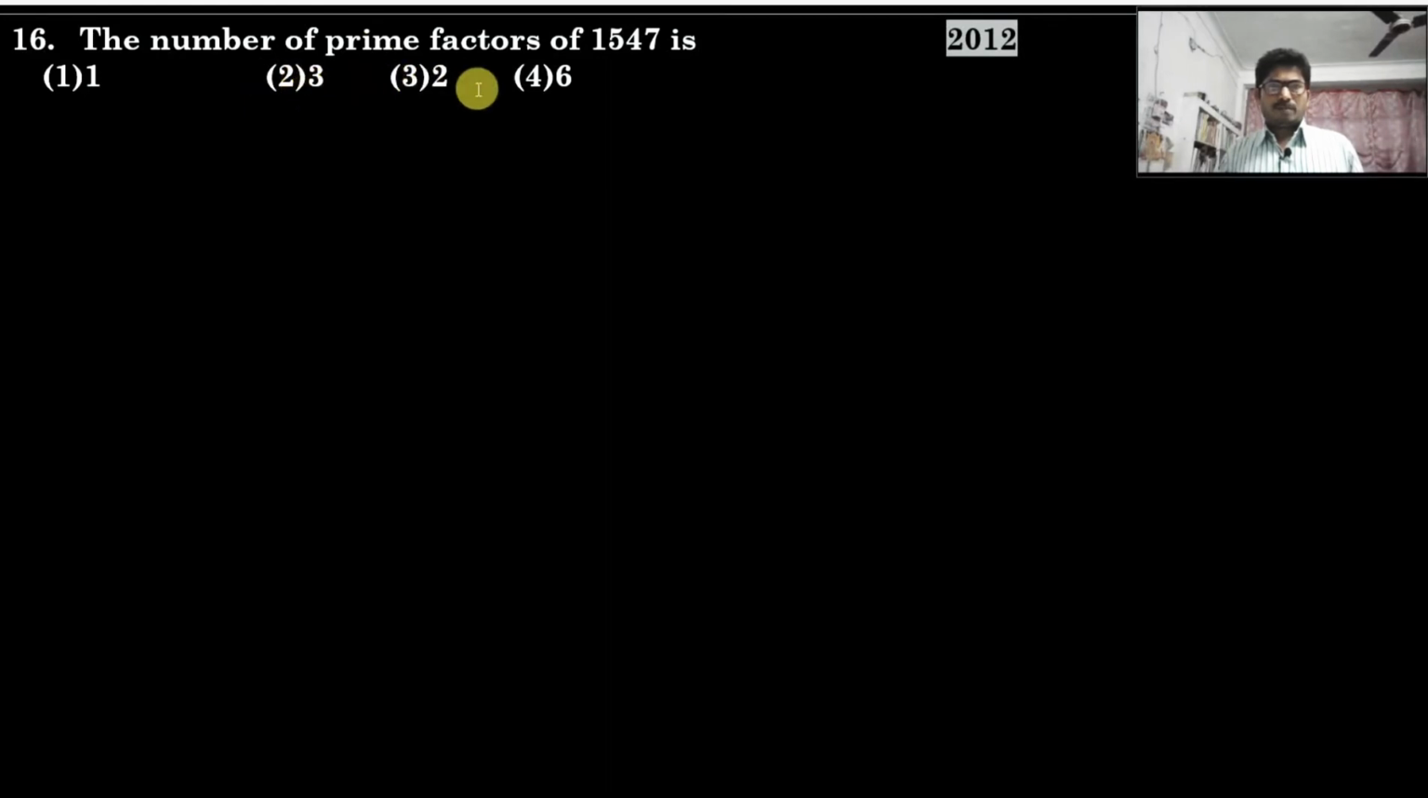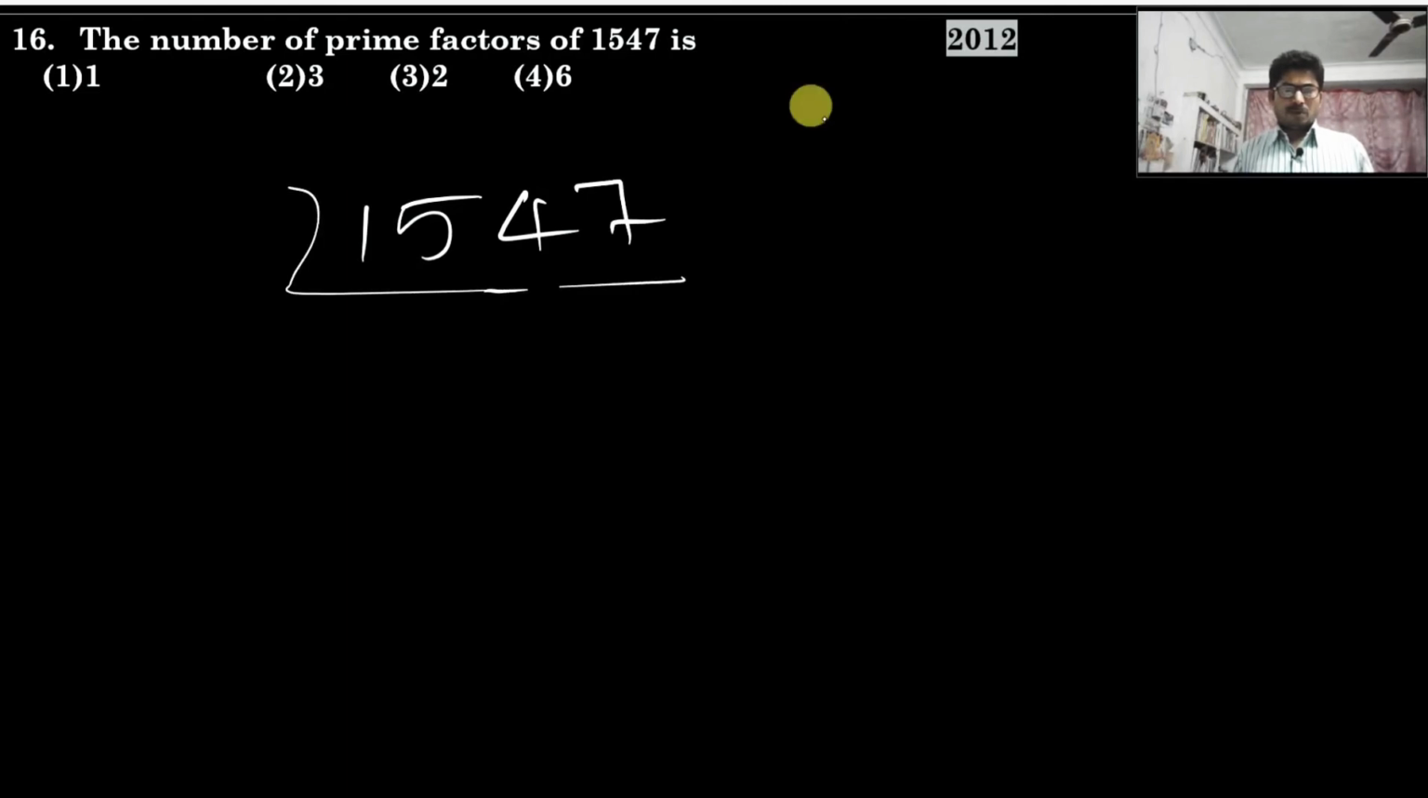Question 16. The number of prime factors of 1547. To find the number of prime factors, we have to divide this number by prime numbers. 1547. First, 2 is prime, but it is not divisible by 2, so that's why I want to check with 2, not divisible.